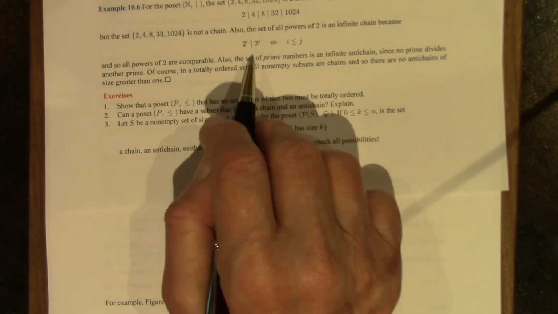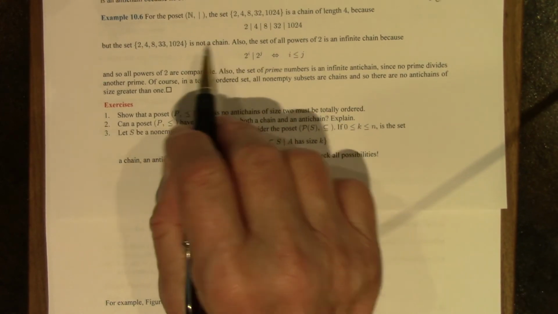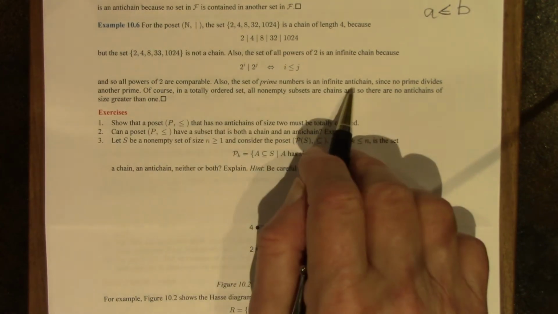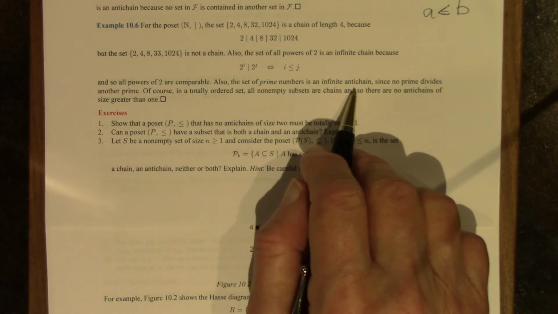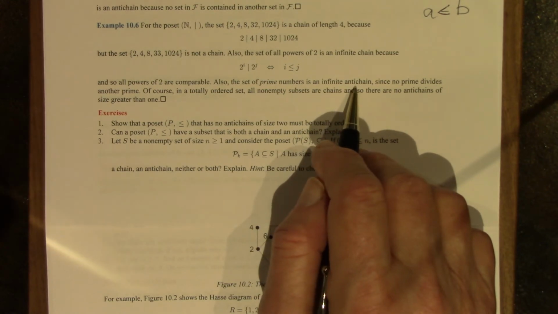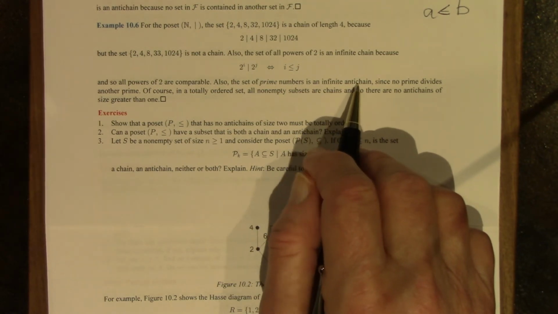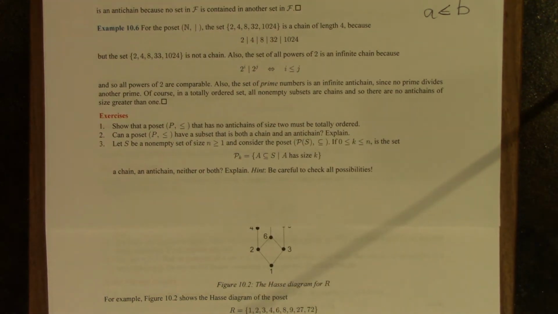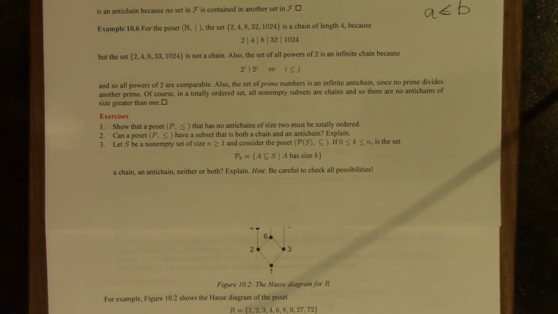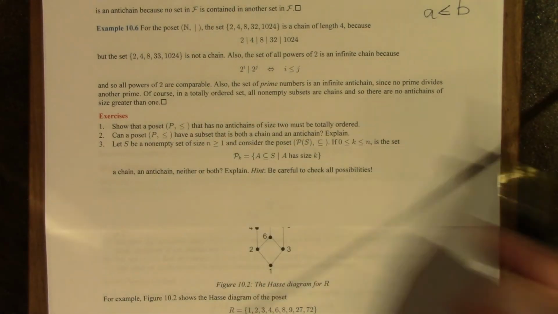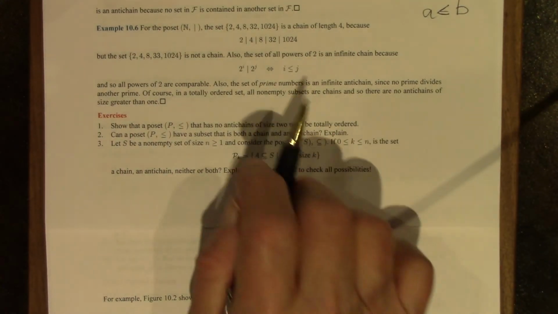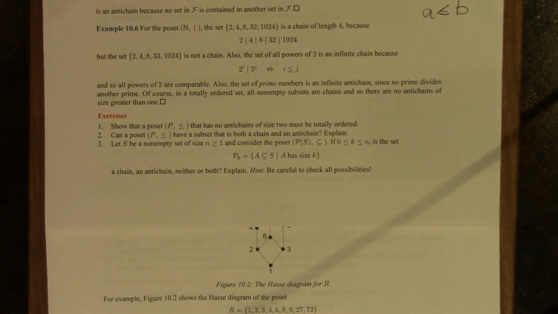The set of prime numbers in this poset is an infinite anti-chain, since no two distinct prime numbers divide each other. Neither one divides the other, so they're incomparable. And we've already seen, in fact, we proved that there are infinitely many prime numbers, so that's an infinite anti-chain.